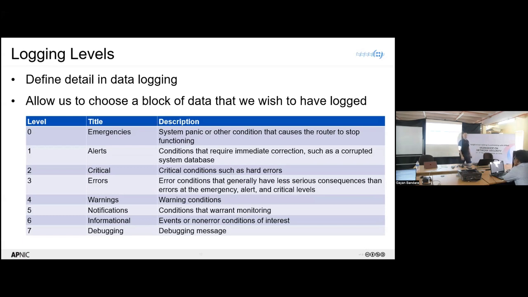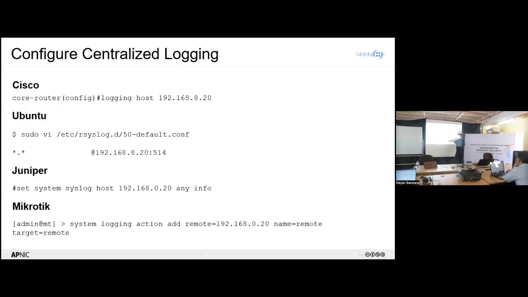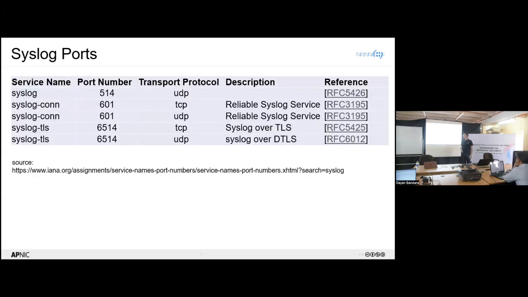So you've got to think about the level and how much effort you need to do to find your true issues. From this, you can see that this is what informational is. That's level 6. And if we go back here, we can see that we set it to info. So that means it would be level 6.